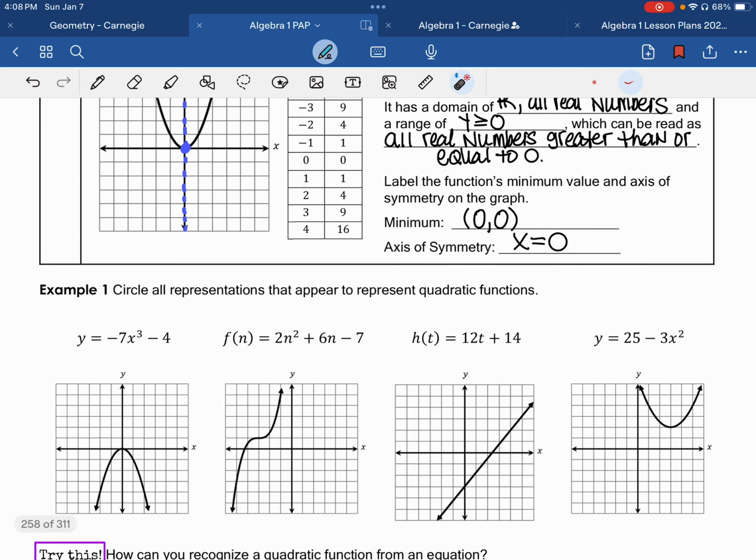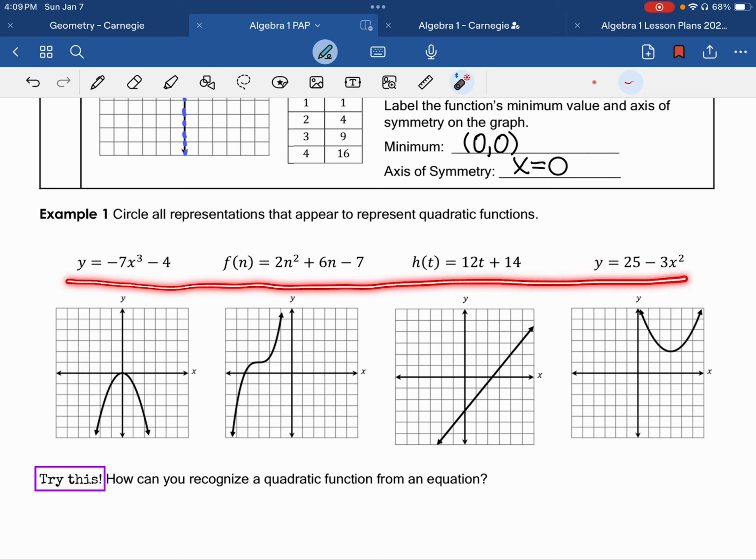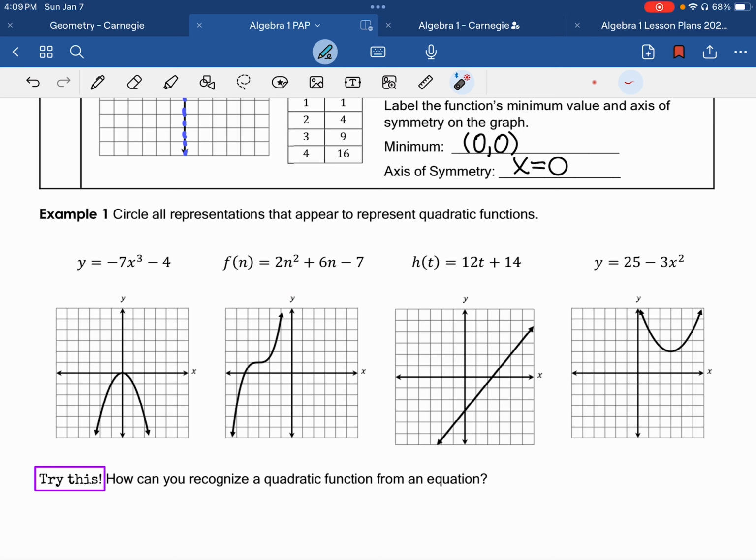Let's go ahead and take a look at example 1. We're going to circle the equations and the graphs that appear to represent a quadratic function. But remember, as we look here at our equations in the top row, we're looking for an x squared and only an x squared. So the first one, since it has x to the third, is not a quadratic function. So I'm going to just go ahead and cross it out. The second one does have a variable raised to the second power, so this one would be a quadratic function. Let me go ahead and box it.